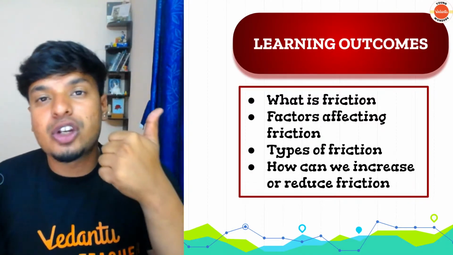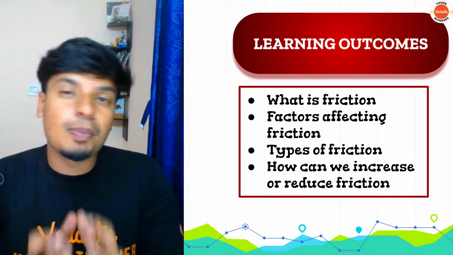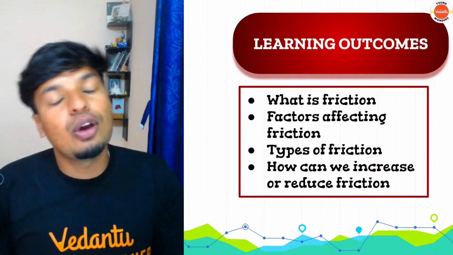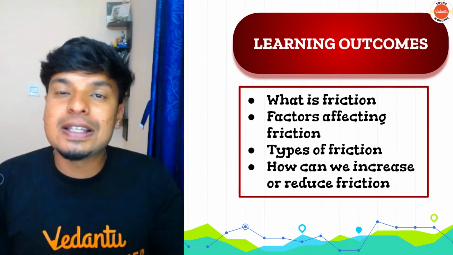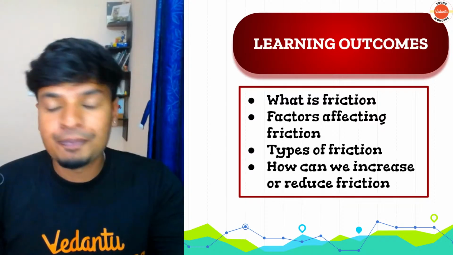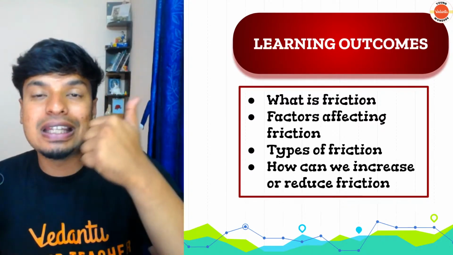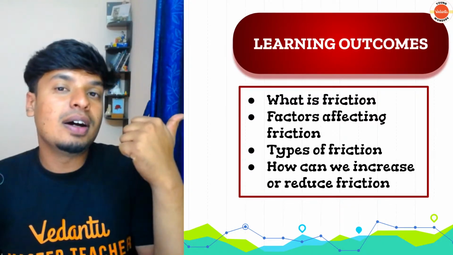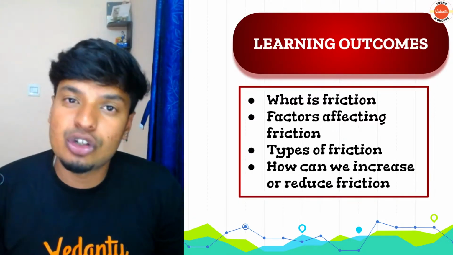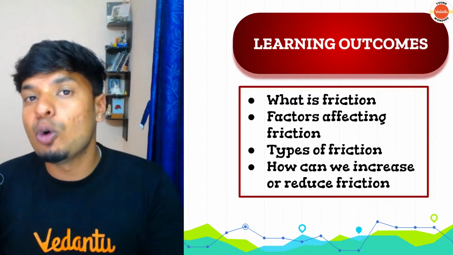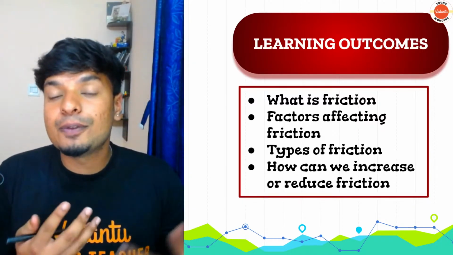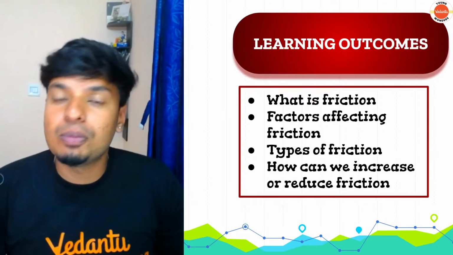Factors. What is friction? Friction is an opposing force which opposes the motion of an object. It occurs because of the interlocking of irregularities between the surfaces which are in contact. The factors that affect the friction are the nature of the surface, and also how hard the surfaces are pressing against each other. The rougher the surface, more friction. Smoother the surface, less friction. If the weight of the object is more, friction is also more.